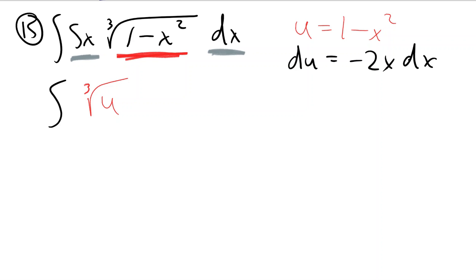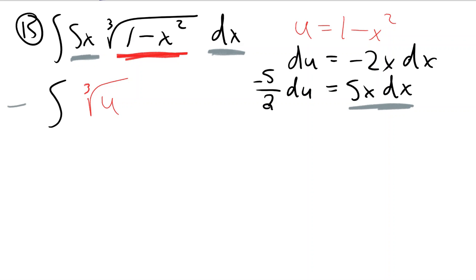So this one's not super easy to do in your head, so please do it this way. Write down what you want it to be right below it, and then think about what you have to do to get a negative 2 to become a 5. Well, you would need to divide by a negative 1/2, and you would need to multiply by 5. Whatever you do to this side of the equation, you do to that side of the equation. So the only replacement for 5x dx is negative 5/2 du.